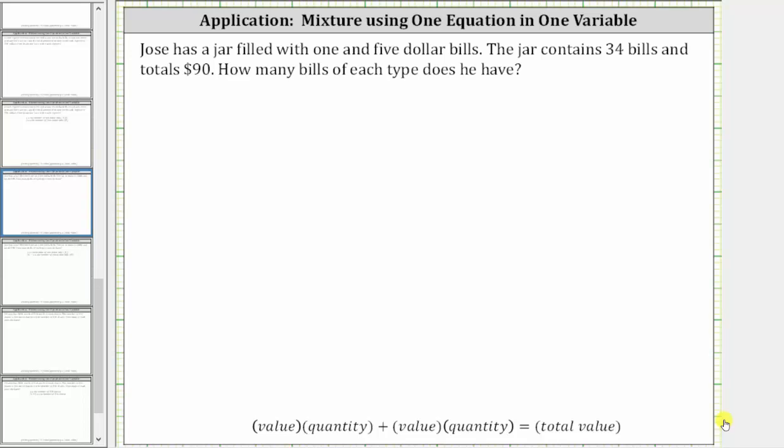Jose has a jar filled with $1 and $5 bills. The jar contains 34 bills and totals $90. How many bills of each type does he have?